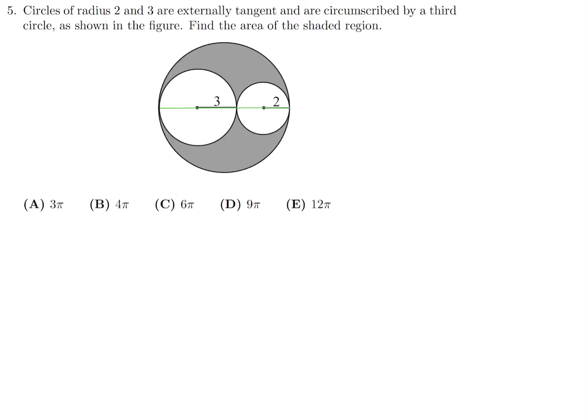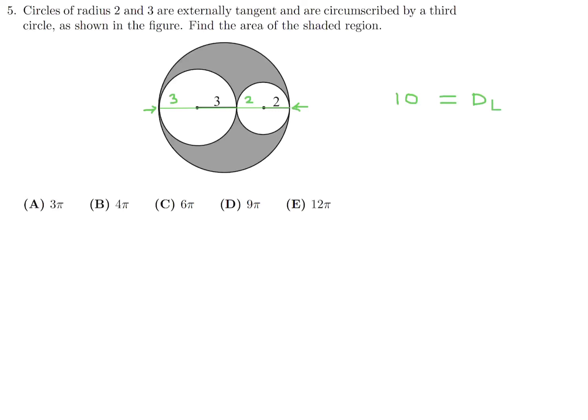And therefore, we have to label this. They've already labeled it, really. So I'll just write the other part. This is also 3, and that's 2. So the full distance from here all the way till here is 3 plus 3 plus 2 plus 2, which is 10. And 10 represents the diameter of the large circle.